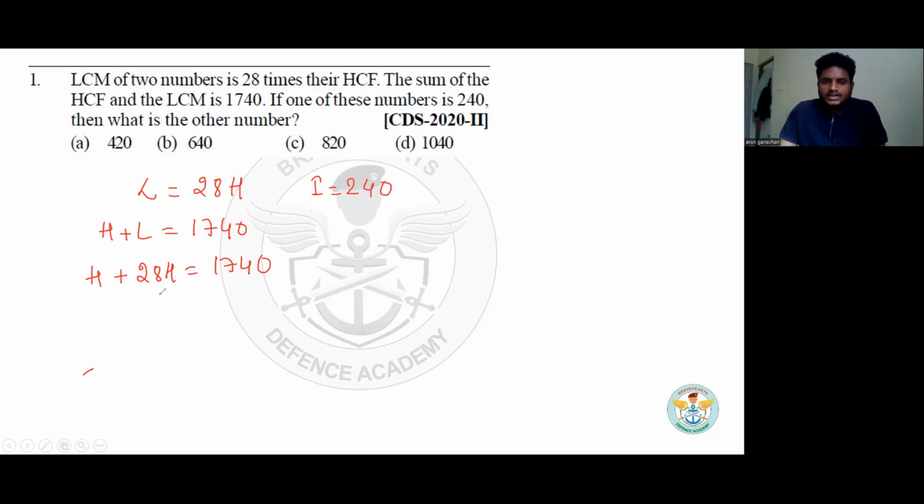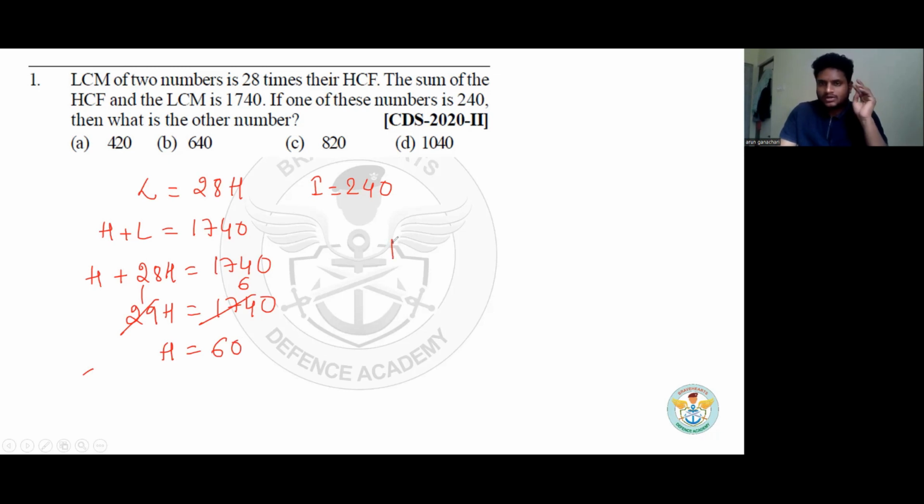Understanding? What is H plus 28H? It is 29H, which is equal to 1740. Getting this? Now what will be my H? How much are 174? 29 ones are 29, 29 sixes are 174. So your HCF will be 60. Getting this? Your HCF is 60.